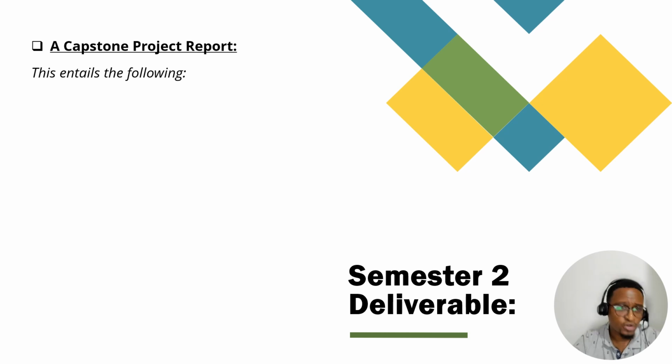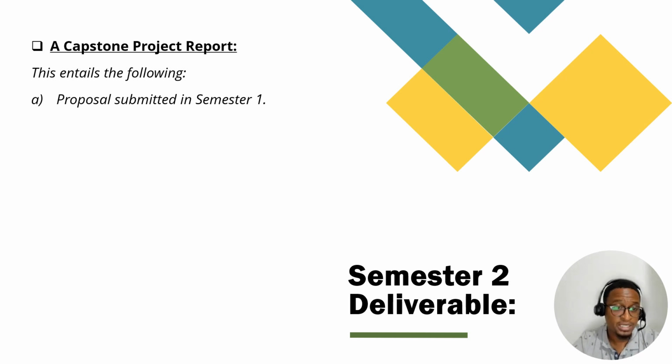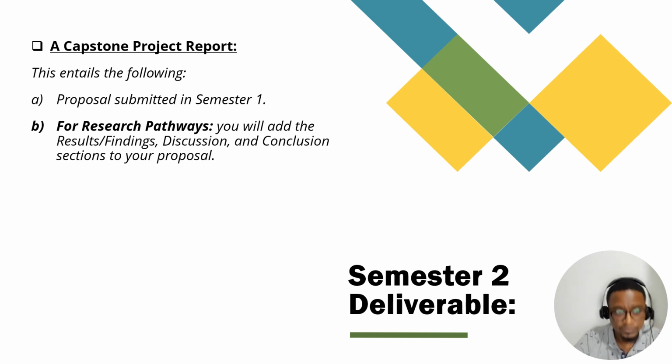So a capstone project report that you submit at the end of semester 2 will entail the proposal you submitted in semester 1. For those who are still lost, now you can see how the two are linked. The proposal you will submit now or very soon will also form part of your capstone project report in your submission at the end of semester 2.